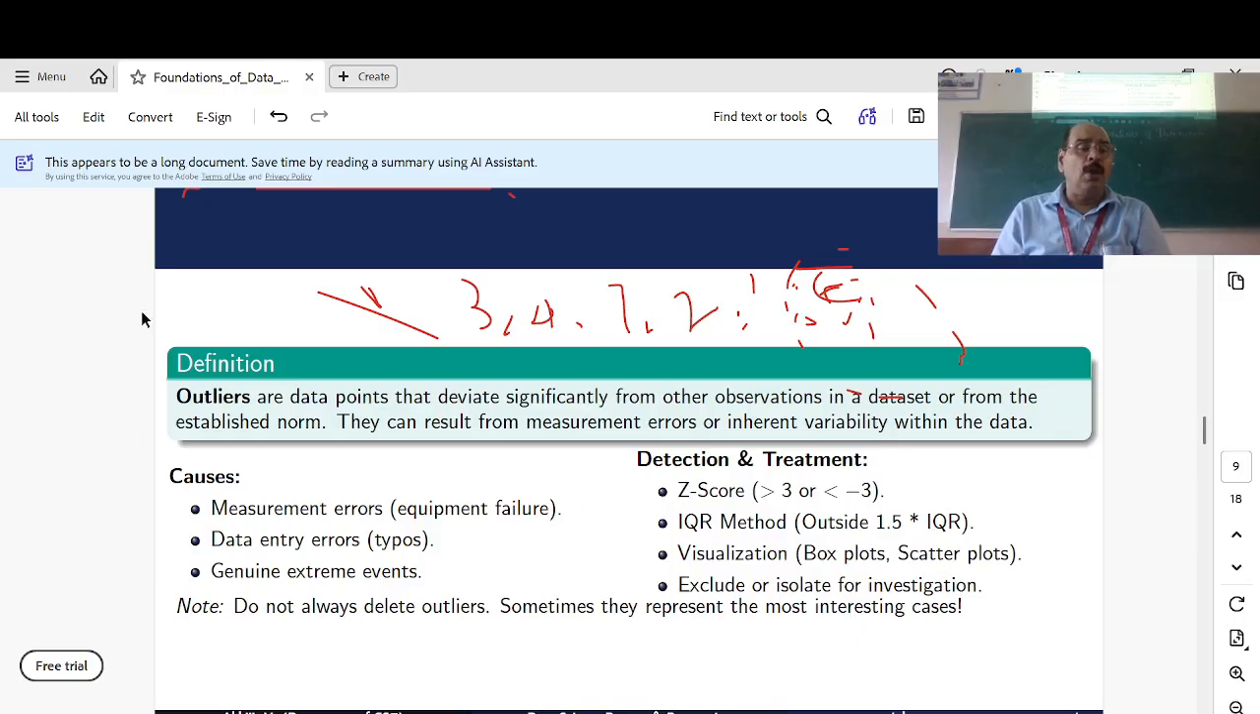So how do outliers occur? Sometimes you may get a question about how outliers occur. Measurement errors, data entry typos. Sometimes we have genuinely original extreme values. Okay, how do we correct? One method is called z-score. I'll tell you how to find the z-score in the coming slides.